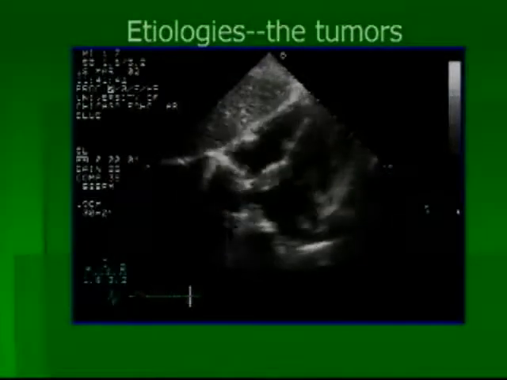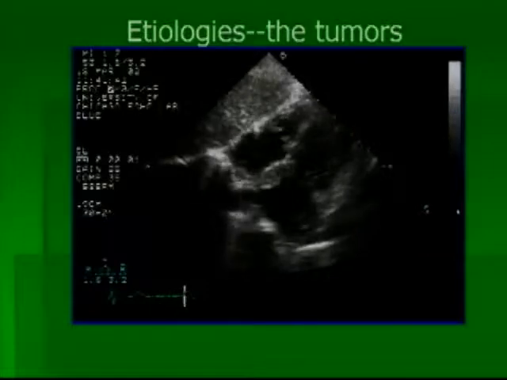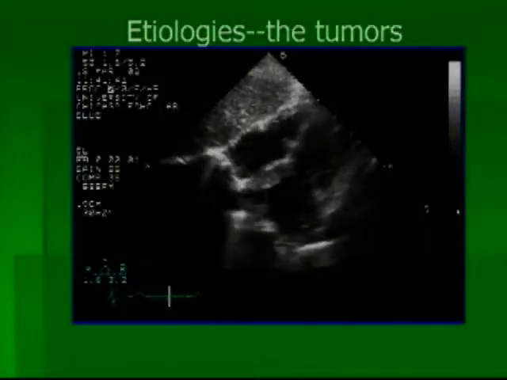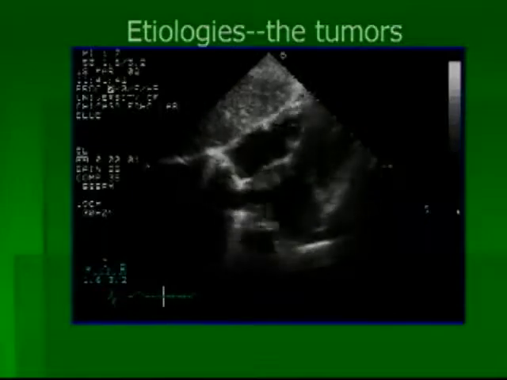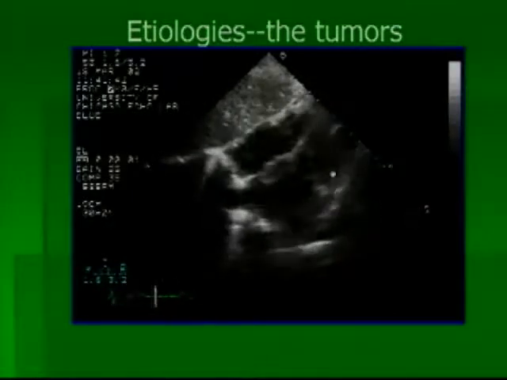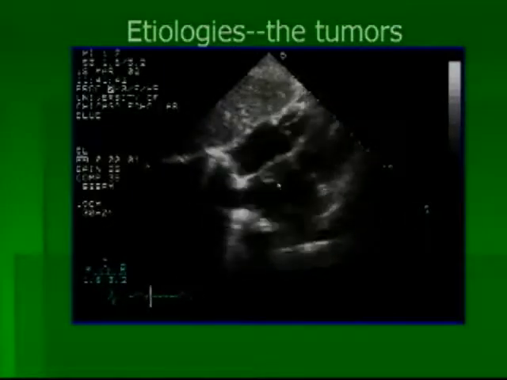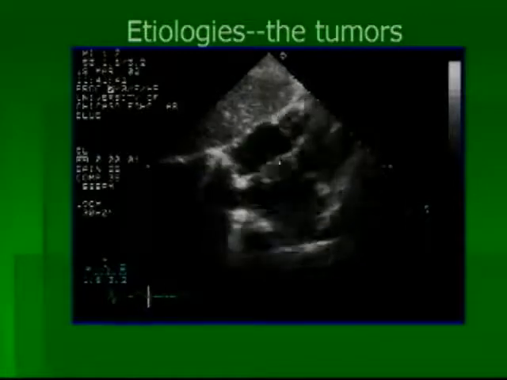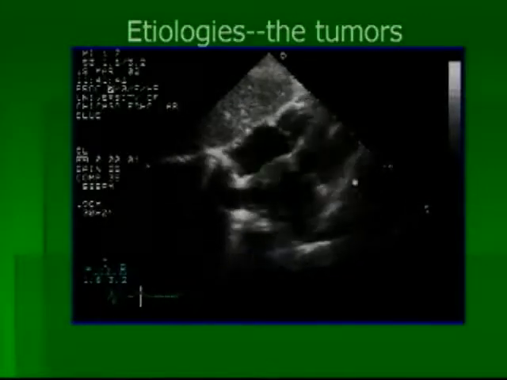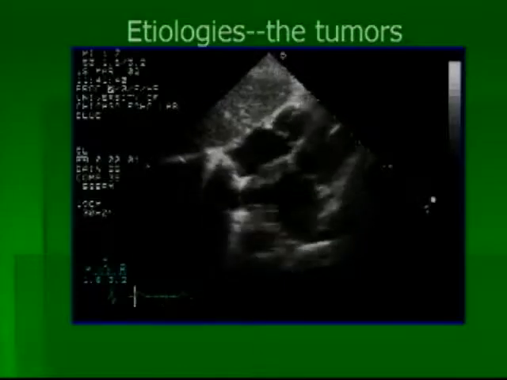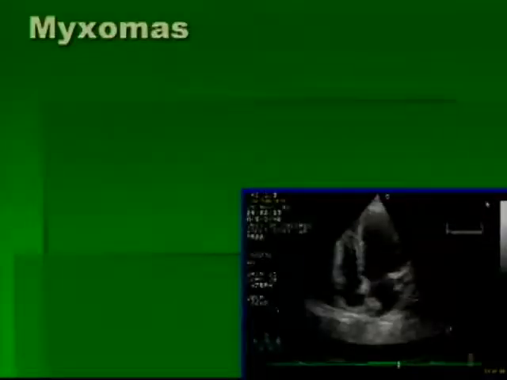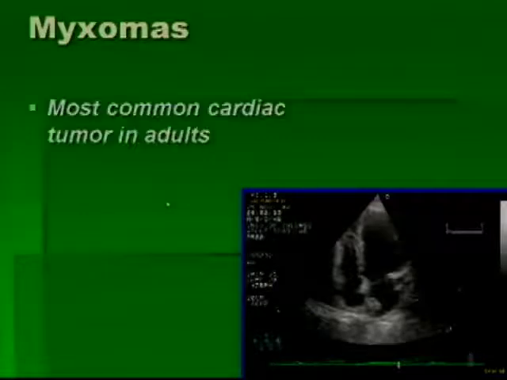So let's now turn to the tumors themselves, looking at actual etiologies. Here's a subcostal transthoracic view. You can see in the inner atrial septum right here, there in fact is an intracardiac mass. It's attached to the septum, it appears somewhat sessile, and it's extending into the left atrium. This is a myxoma, as is the one here that we see down a little bit lower, or a little bit higher, in the inner atrial septum.